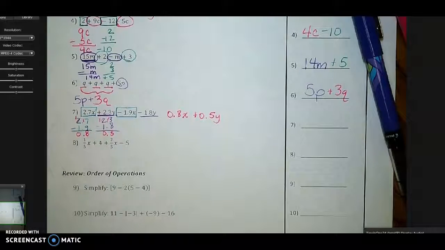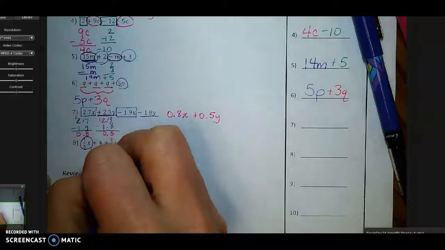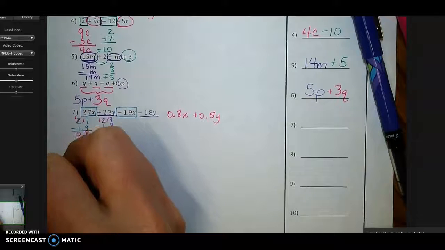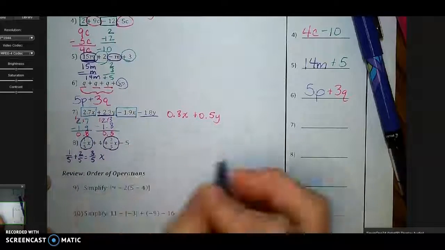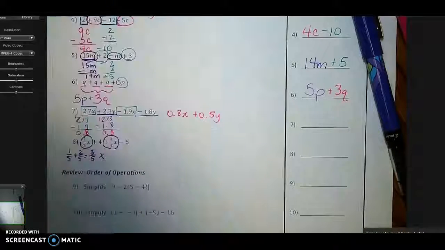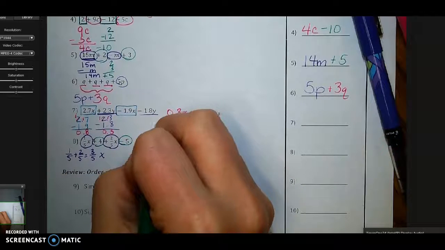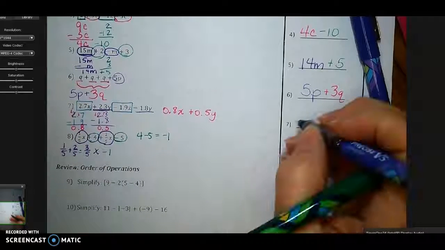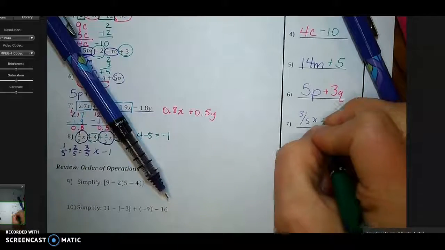Next one you see there, I've got fractions, but look, they have the same denominator and the same variable, so we're good to go there. So I have 1/5 plus 2/5, which is 3/5 x. And then I've got a 4 minus 5, so 4 minus 5 is negative 1. So I end up with 3/5 x minus 1.